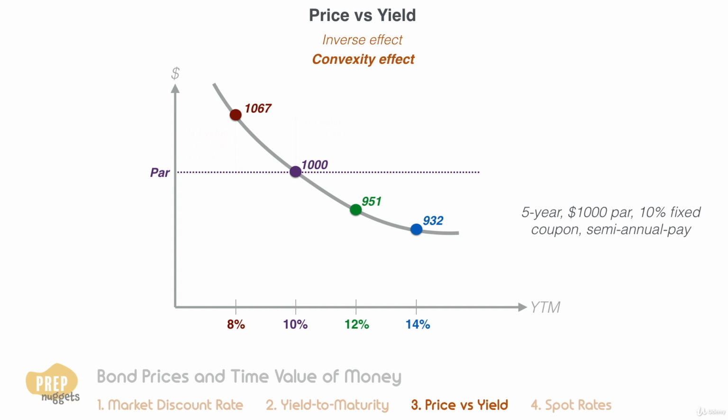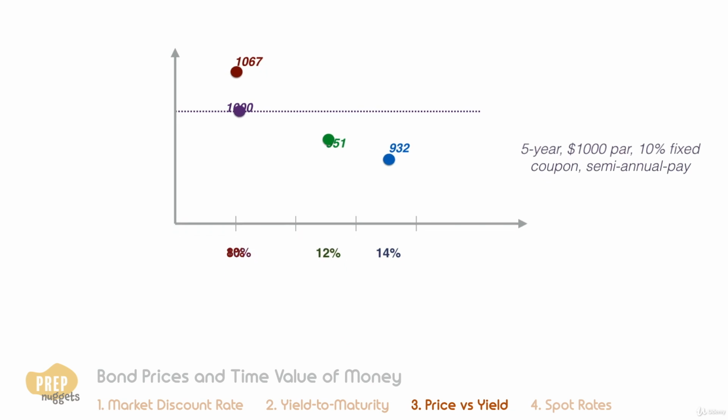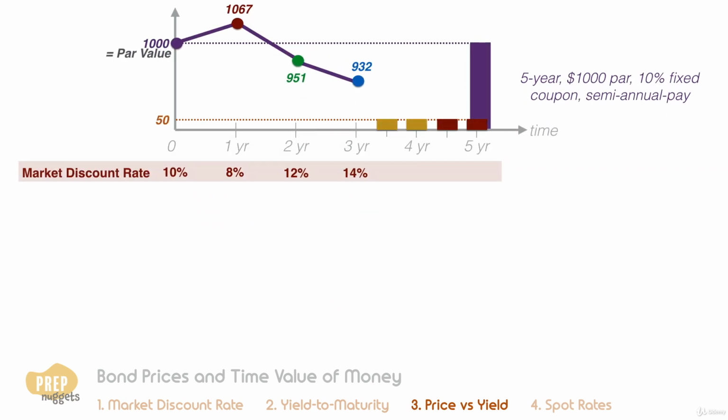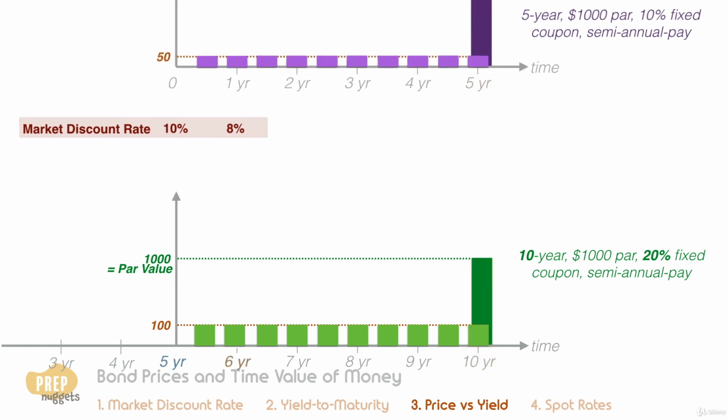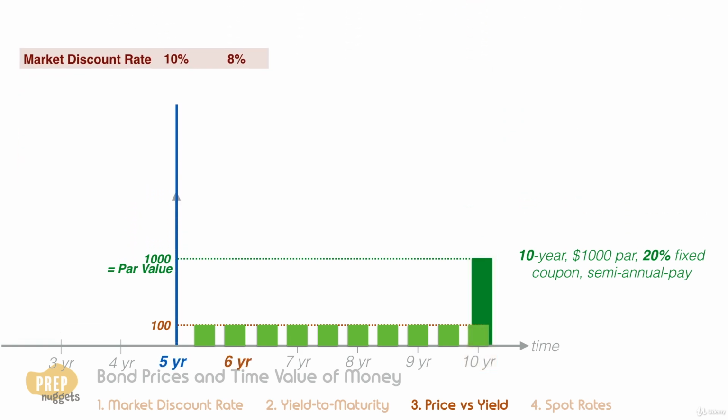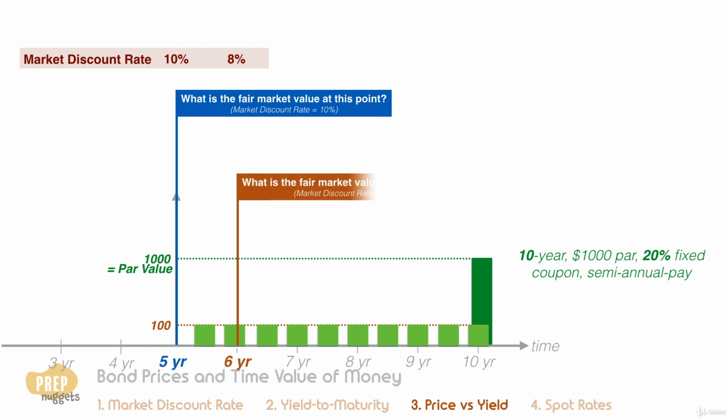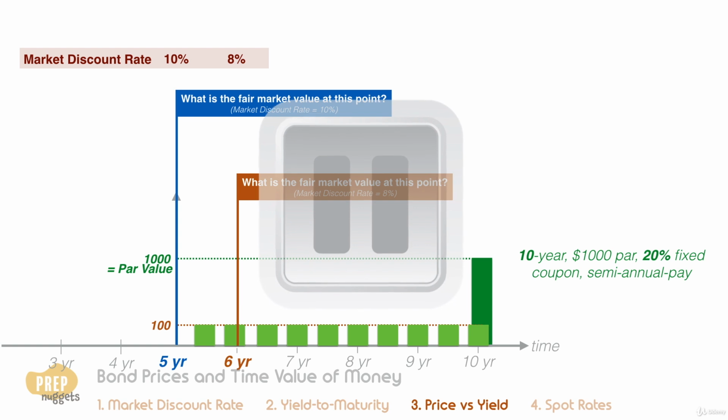Before we proceed, it's time for you to test your understanding. Back to our example. 5 years before this bond was issued, this same issuer issued a 10-year, $1,000 par, 20% fixed coupon, semi-annual pay bond. This 10-year bond is scheduled to mature on exactly the same date as the 5-year bond. Assuming that all other factors are the same between the 2 bonds, calculate the fair market value of the 10-year bond at the end of the 5th and 6th year of the bond, where the market discount rate is 10% and 8% respectively. Pause the video now to work out your answers using your TVM calculator.